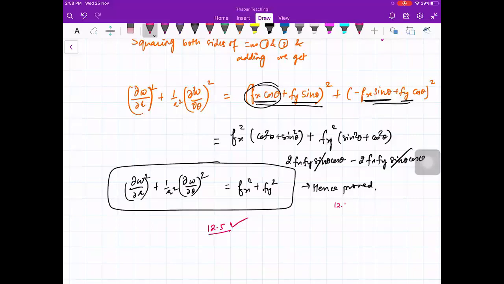So I have already told you 12.1, 12.2, 12.3, 12.4 is not in syllabus, 12.5. So we have completed these exercises. 12.6 again is not in your syllabus. So next we are going to start with 12.7, that is directional derivatives.